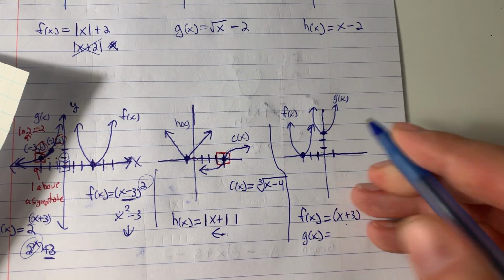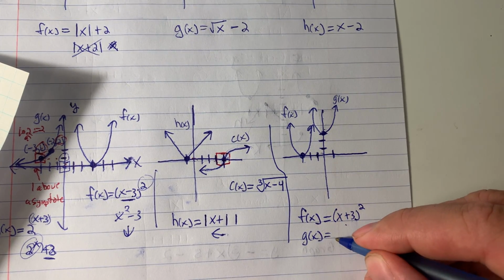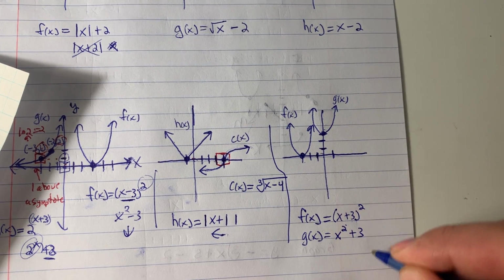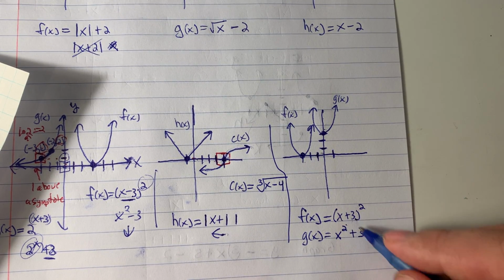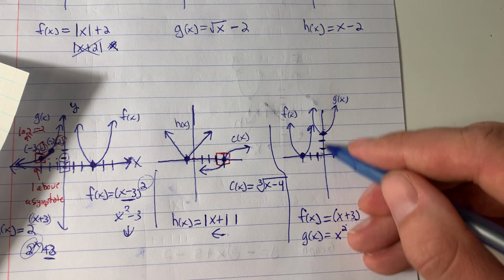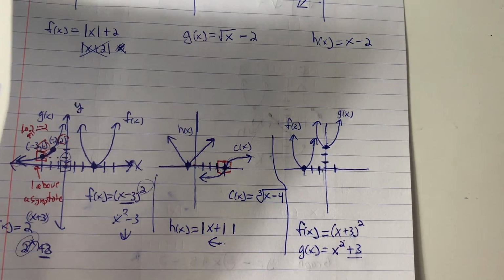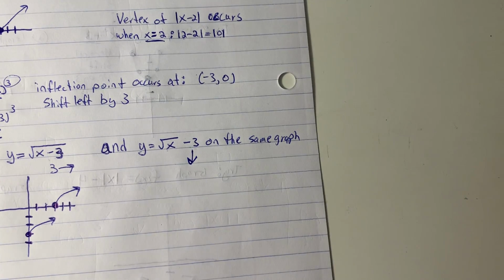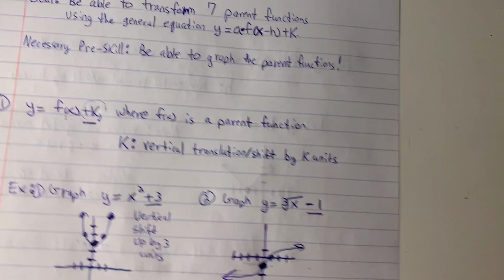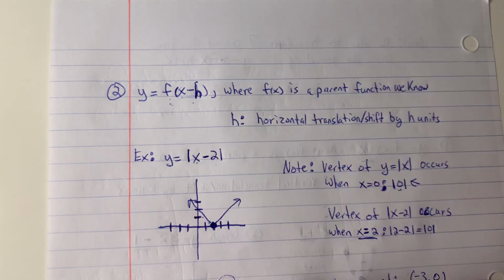G of x equals, let's see how you did on coming up with the equation here. This is a shift up by 3, and so this is x squared plus 3. Notice that they both have a plus 3 in them, but when it's on the outside of the parentheses, it shifts up or down. When it's on the inside, it's a horizontal shift left or right. And that's the major difference between our two equations, where we had first f of x plus k, and second f of x minus h. So if it's inside the parentheses, it's a horizontal shift. Outside the parentheses is a vertical shift.